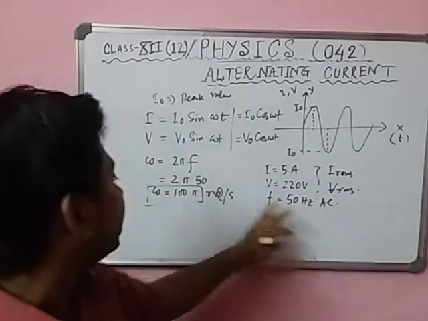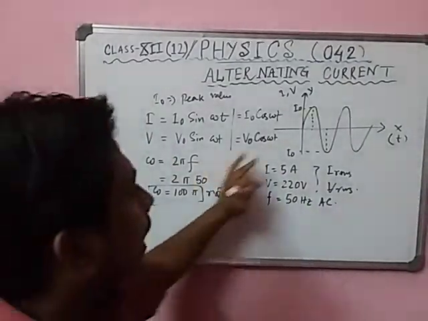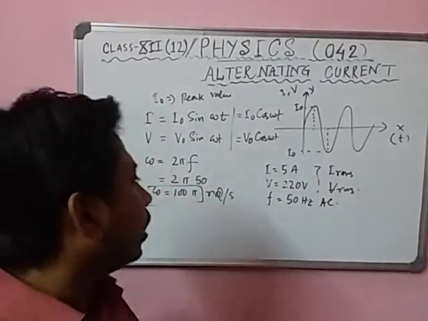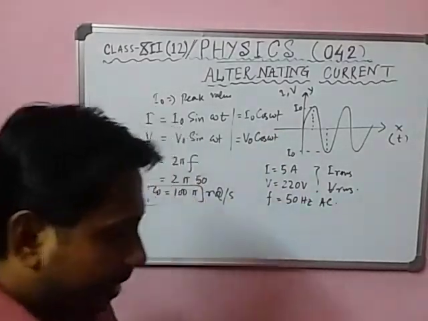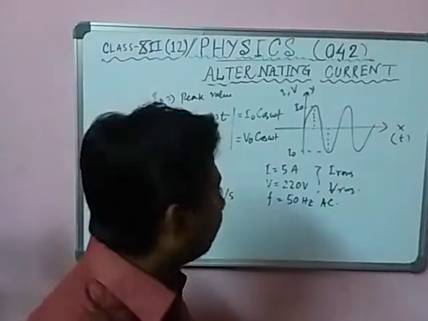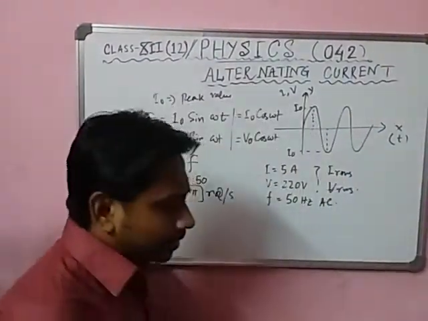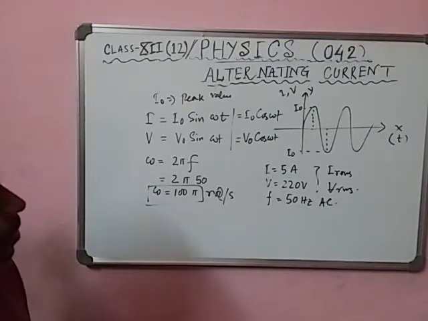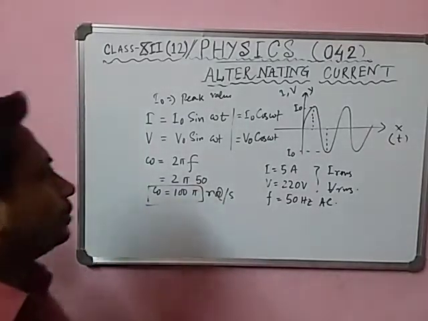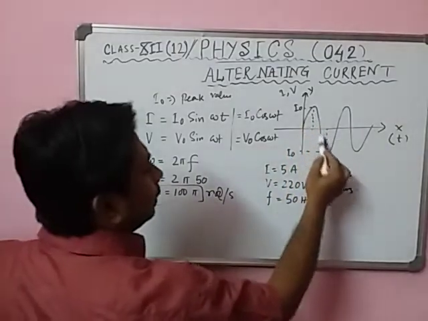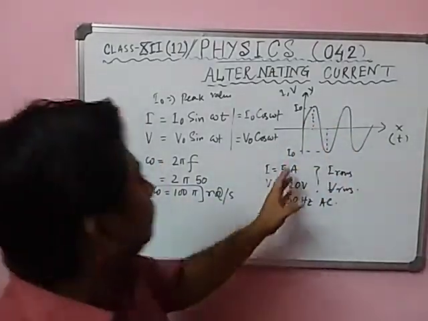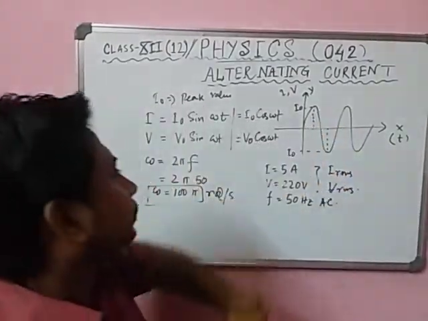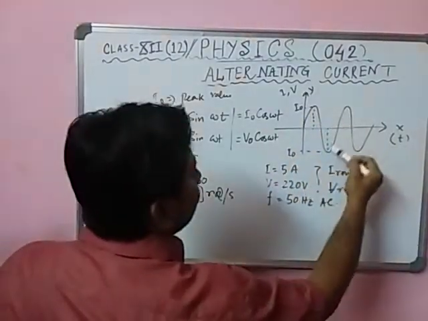Understood? So 50 Hertz AC means 100 pi, and this is called the frequency of alternating current. Next we have, this is all about alternating current, how you can write alternating current. Okay, students, now see, this current I changes periodically with respect to time.